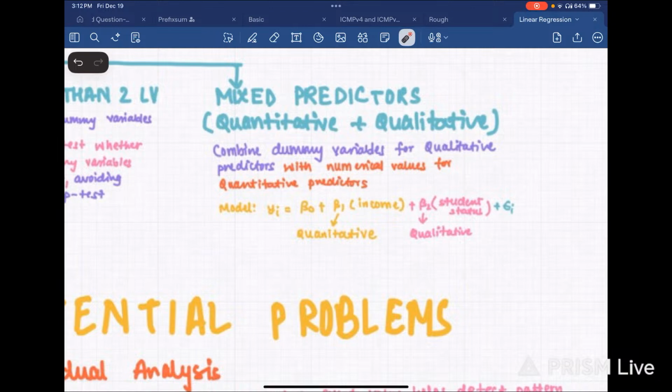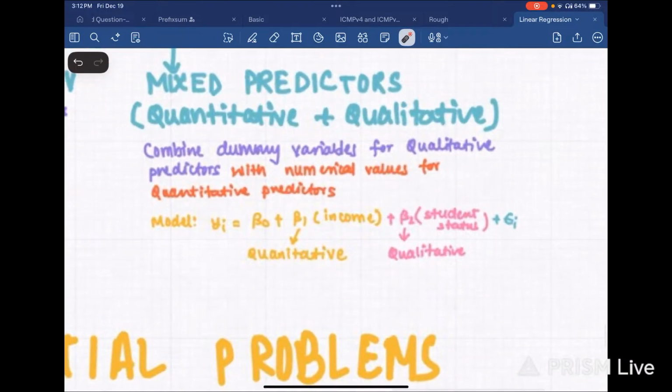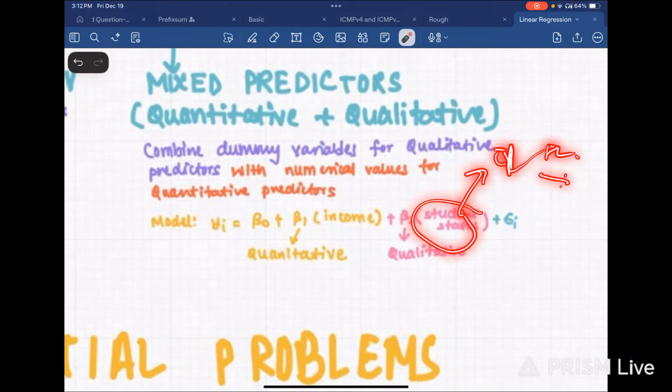Quantitative, we know, is going to be numerical. So we will use dummy variables for qualitative predictors, but quantitative predictors will use numerical values. So the model is going to be y equals beta naught plus beta 1 times income. Income is quantitative, so we just use it as a predictor here, and beta 2 times student status. It could be one, representing a high status or any kind of status you choose, and zero for any other kind of status.